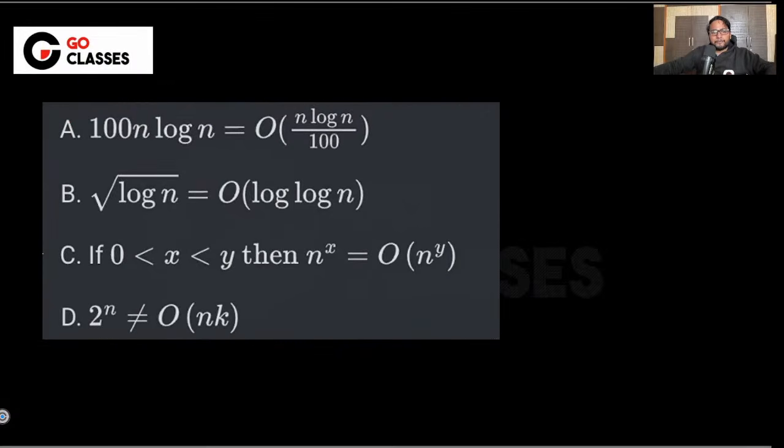Now they are saying here that this 100 actually won't matter. This is n log n. This also, the 100 won't matter. This is definitely true because both are the same, right? What about this? What about this?